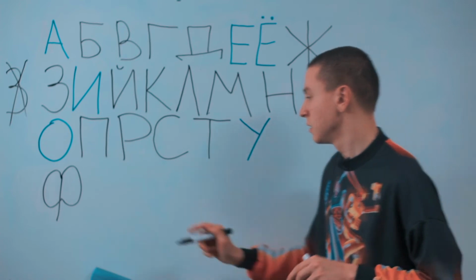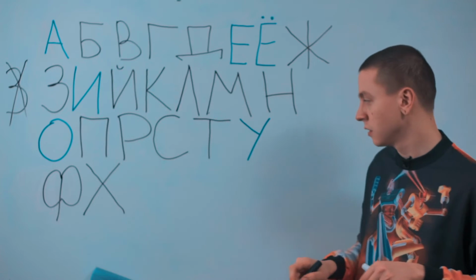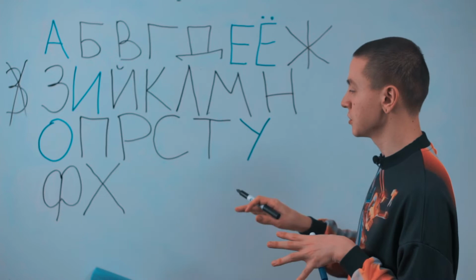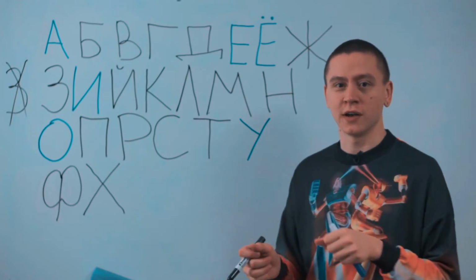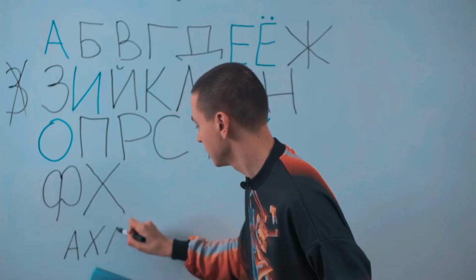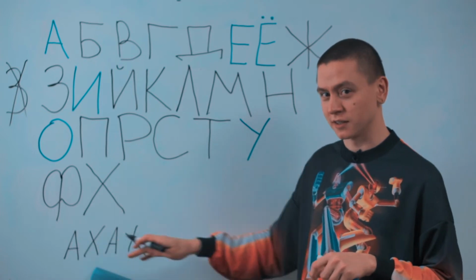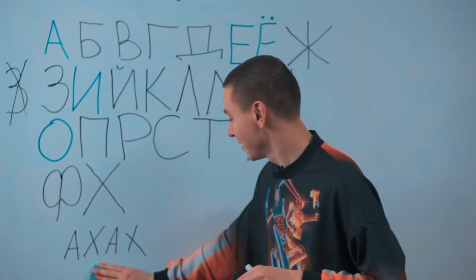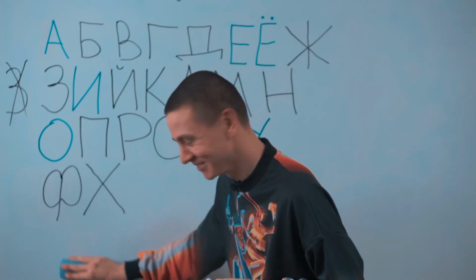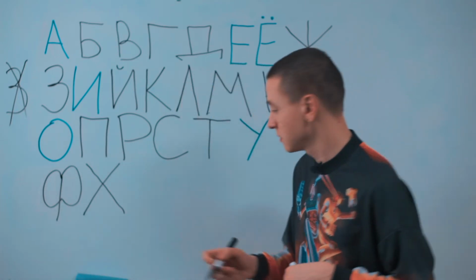Next one is H. It's H. No, it's not X. And you know how Russians type when something is funny? Russians type like this, it's not how one of my friend thought. Hi, Pablo. No, it's not that. Next one is ts.